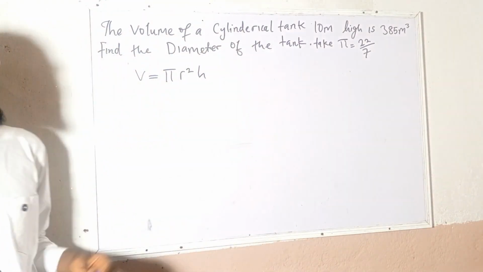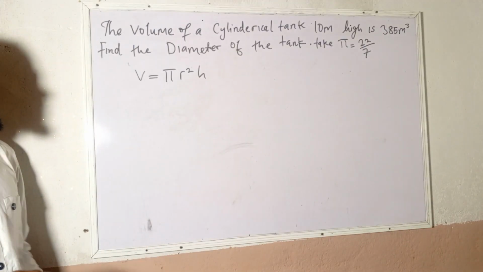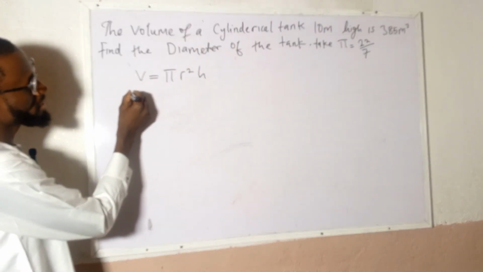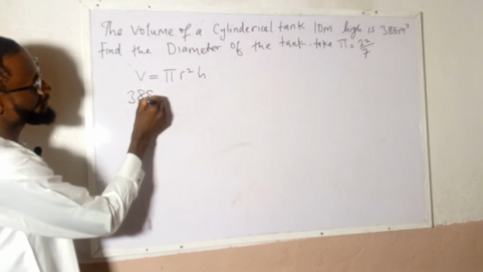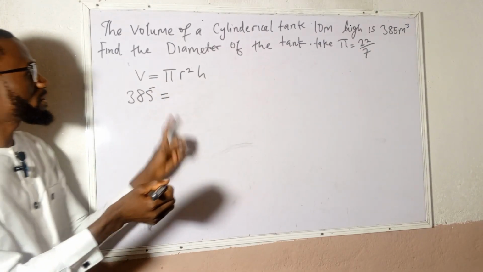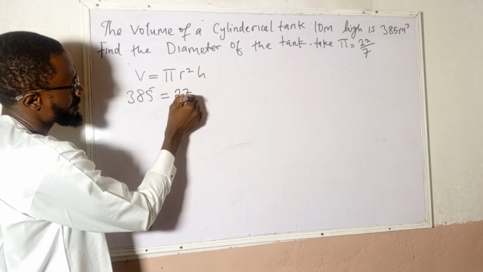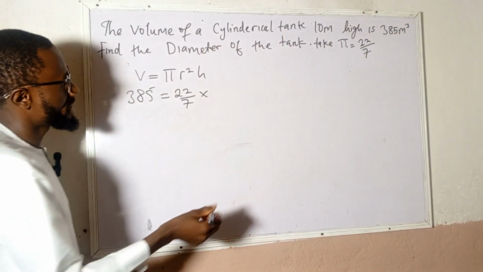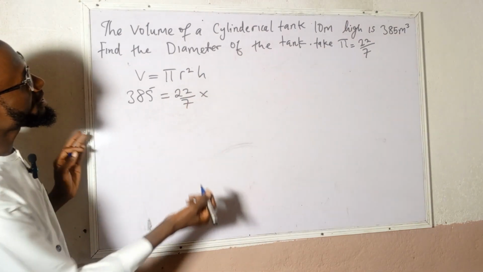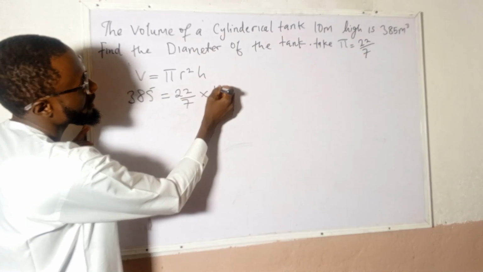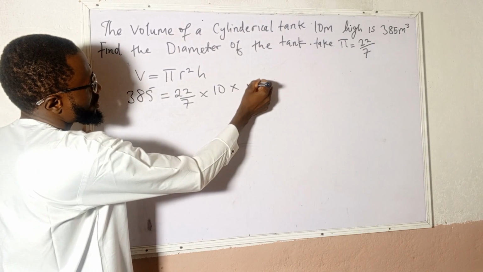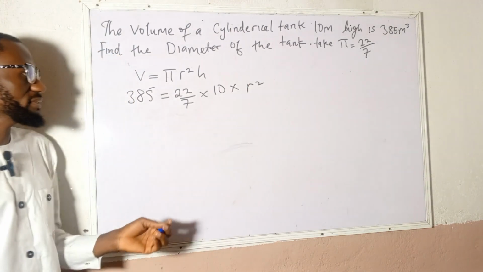That is, we are asked to take pi as 22/7. Now we are going to say the volume is given as 385 meter cube, which is equal to pi, here 22/7, multiplied by the height of 10, multiplied by r, that's the radius, squared.